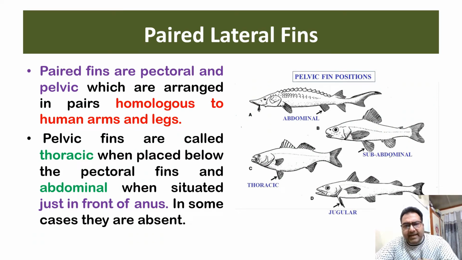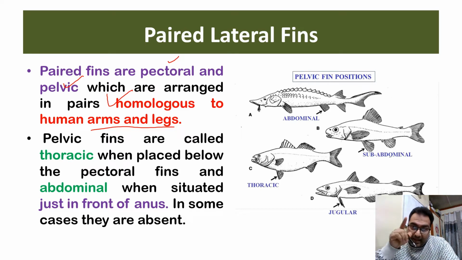Now let us have a little idea about the paired lateral fins. We shall be talking about those fins which are in pairs, the pectoral and the pelvic fins, which are arranged in pairs. They are homologous to the arms and legs. The structures we call fins in the case of fishes, that is the pectorals and the pelvics, are equivalent to, or homologous to, the human arms and legs.